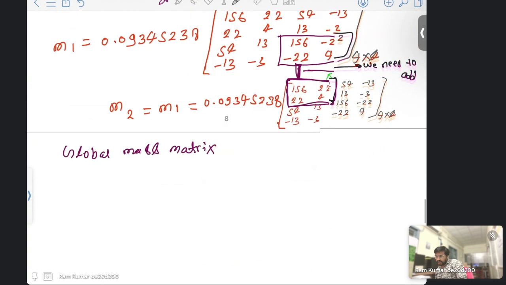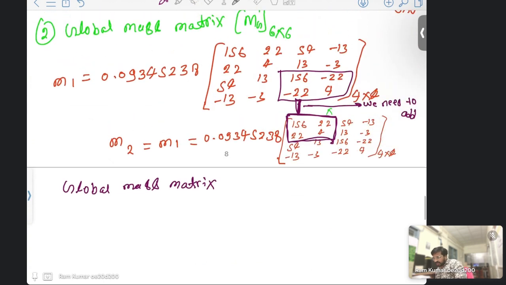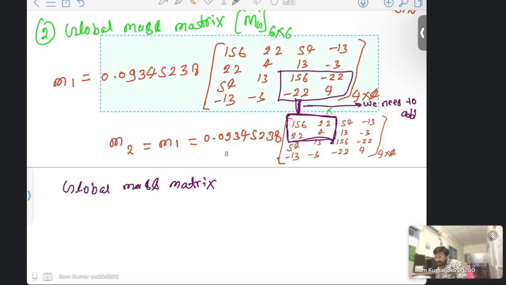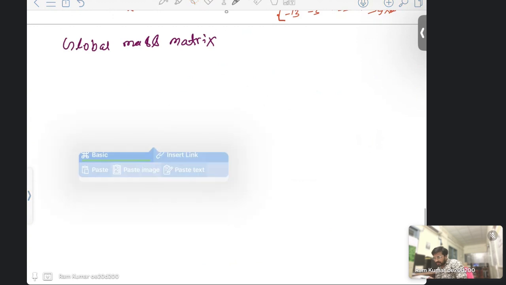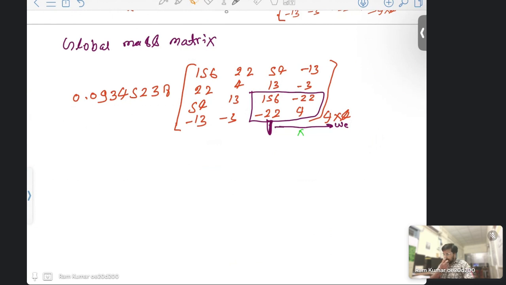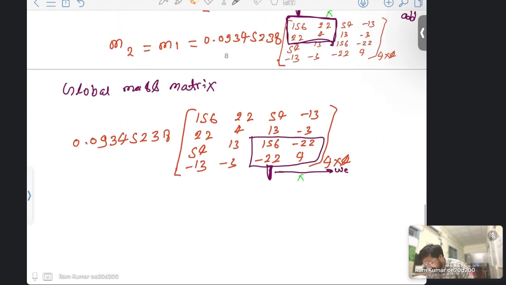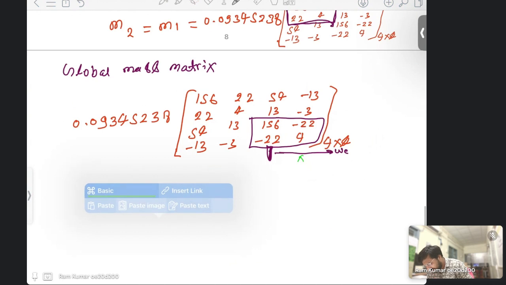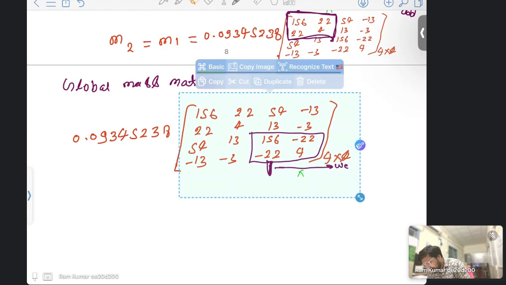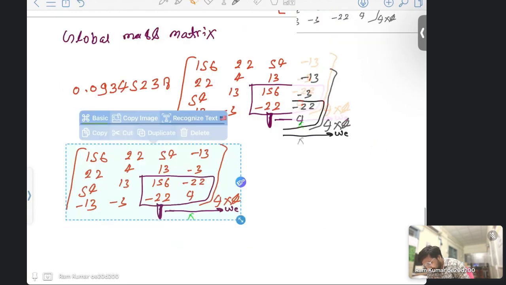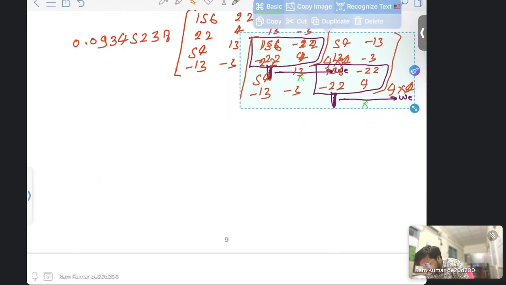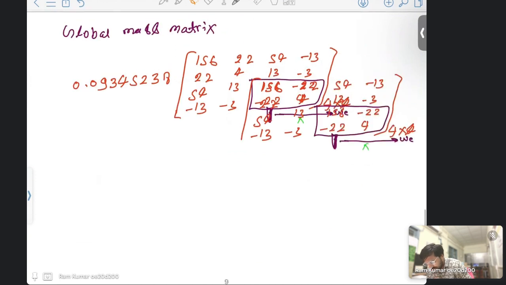What will be the global mass matrix? I will just copy from here this thing, paste here, and then again I will paste here, copy this one, paste here.